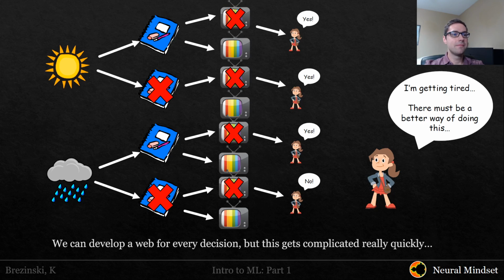Not only that, but maybe we don't have examples of every single use case or every simple example for how many friends with every single example, if we only have evidence from the last month or so. So we can develop a web for every decision, but this gets very complicated. So this is not a very good way. We can't just ask Sally to go outdoors or stay indoors for every single possible use case, because that's not realistic in the real world.